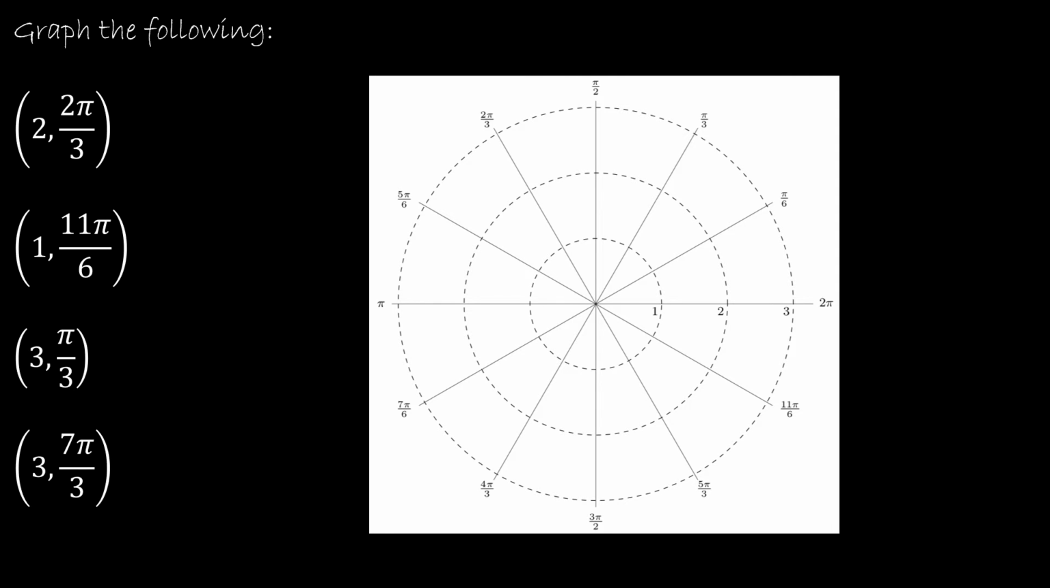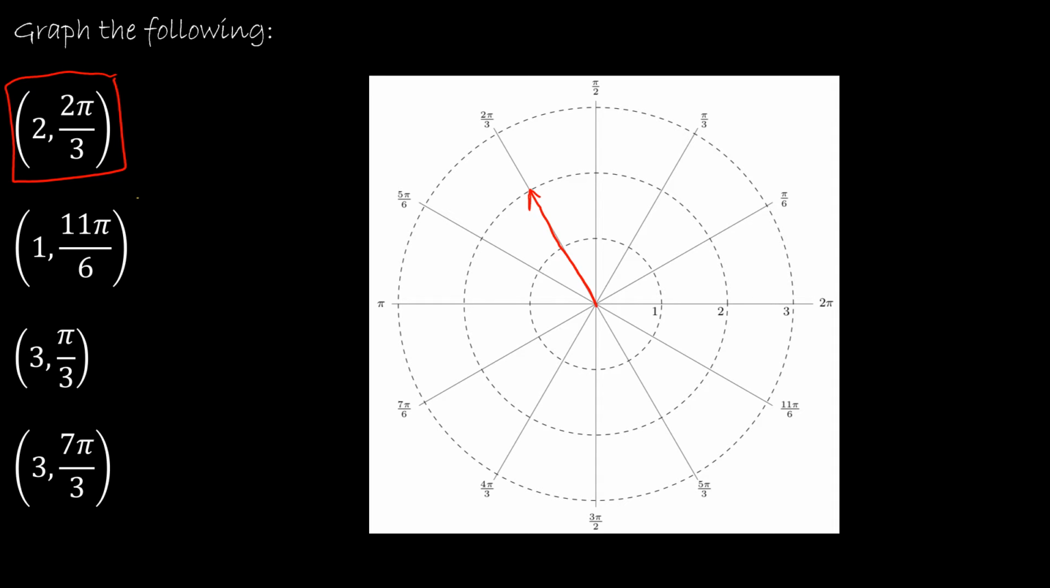So let's just do a couple of practice, and notice for each of these I've given you only positive values. We'll take a look at negative values in just a moment. For the first one, 2 comma 2 pi over 3. Remember, 2 tells me to go out 2 places, and then I'm just going to move to 2 pi over 3. That means I'm looking right here, because this measurement is 2 pi over 3. So my solution is a ray that ends at 2 pi over 3, again at the radius of 2.